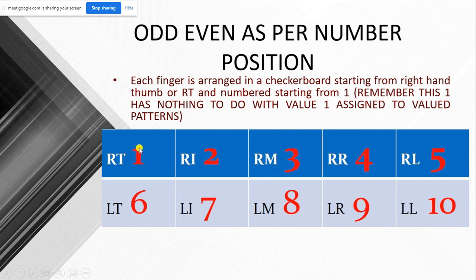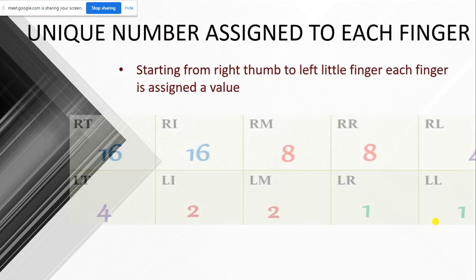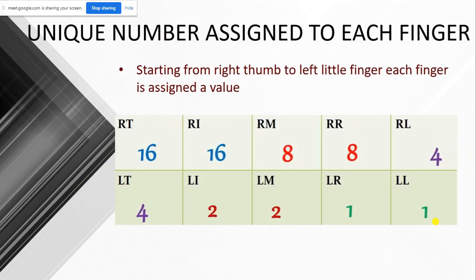So you can see here that values of 1, 3, 5, 7, 9 are odd numbers, which are not divisible by 2, and values of 2, 4, 6, 8 and 10 are even numbers, which are divisible by 2. So what happens next is each of these fingers is given a particular number value.